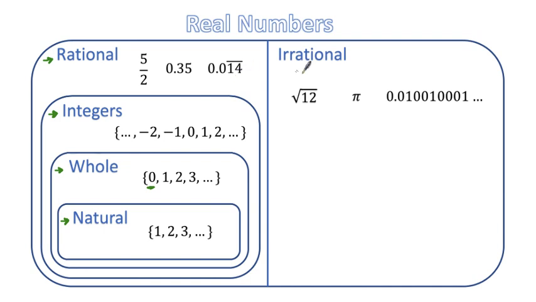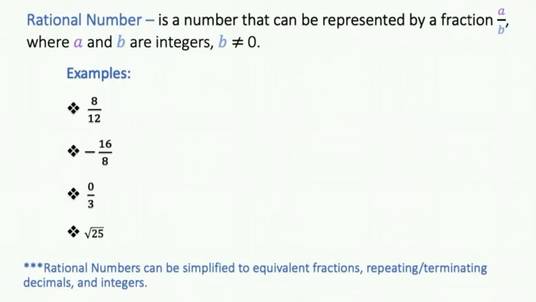And before I get into our irrational numbers, I just want to make sure we have a clear understanding of what it means for a number to be rational. So a rational number is a number that can be represented by a fraction, a over b, where a and b are integers and b cannot equal 0. Some examples include 8 over 12, negative 16 over 8, 0 over 3, and the square root of 25. Now, if you notice, all 4 of these can be simplified, and I'm going to do just that first.